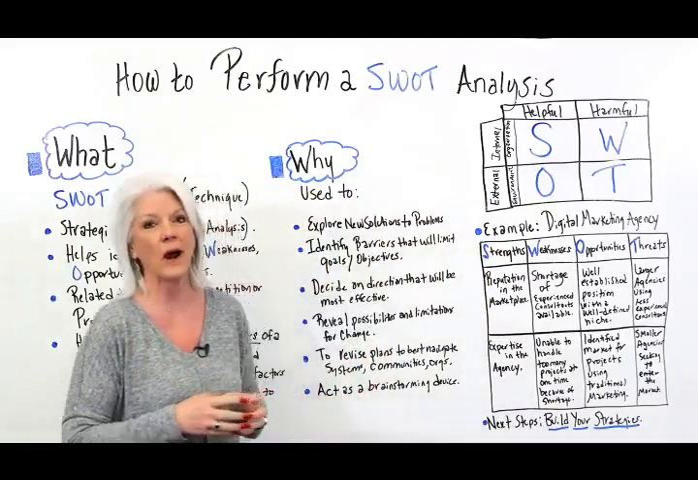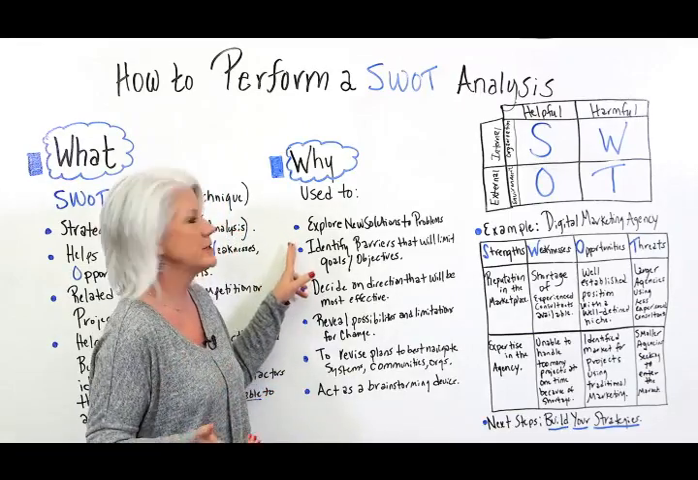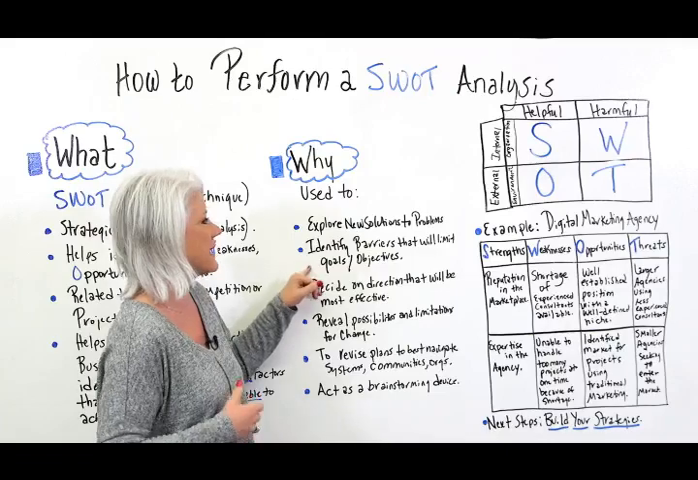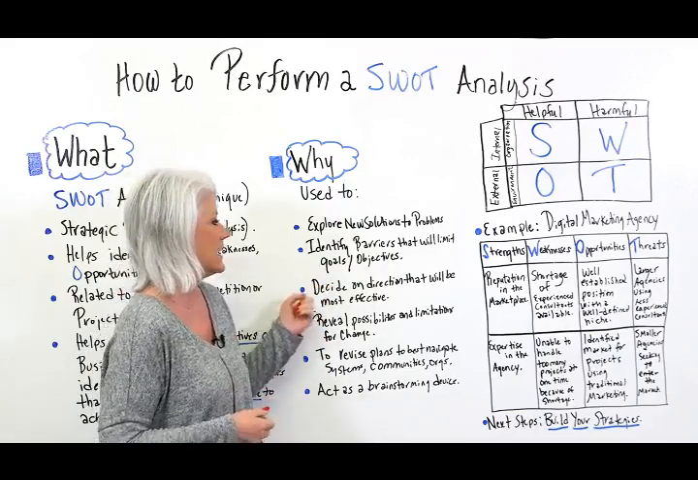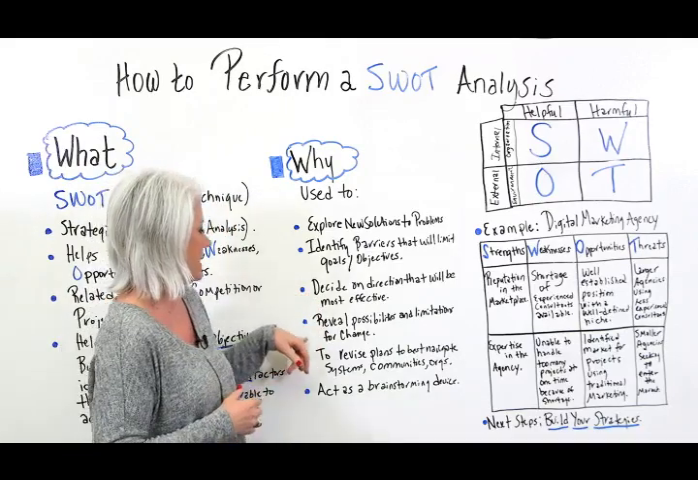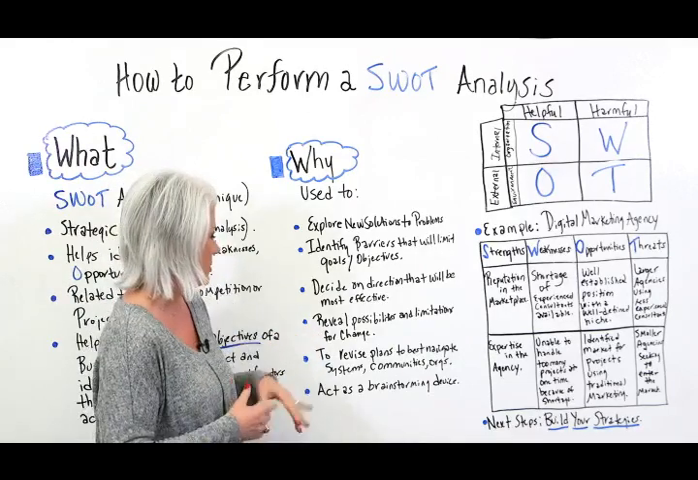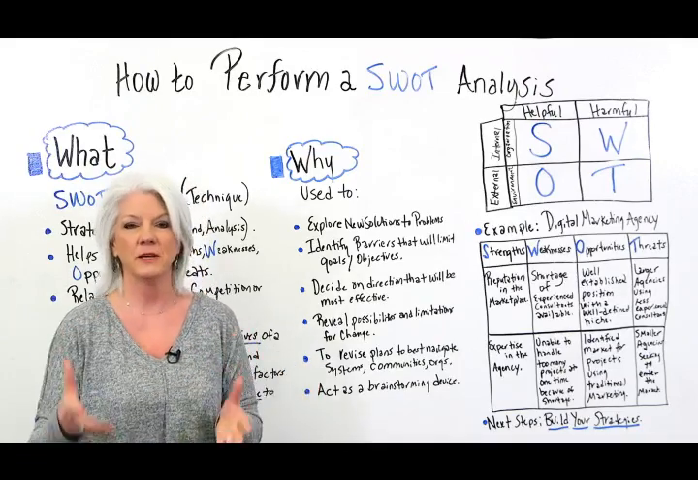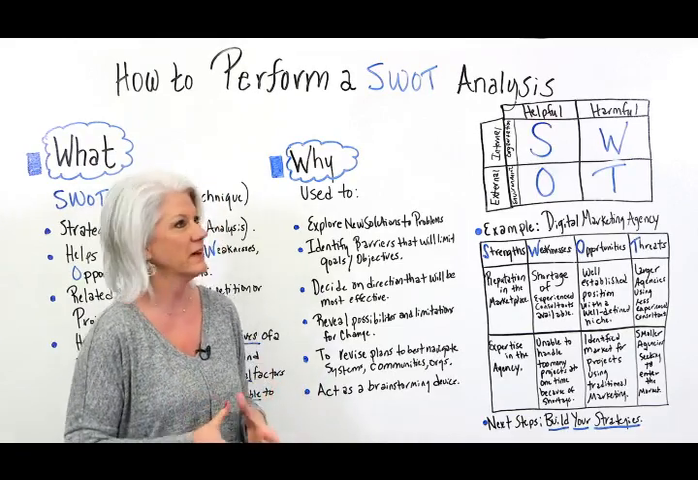So let's talk about why this is so powerful to use. Well, first of all, they can be used to explore new solutions to problems, to identify barriers that could limit the goals and objectives, and help to decide on a direction that will be most effective. It also helps to reveal possibilities and limitations for change, to revise plans to best navigate systems, communication, or even organizations, and act as a brainstorming device.